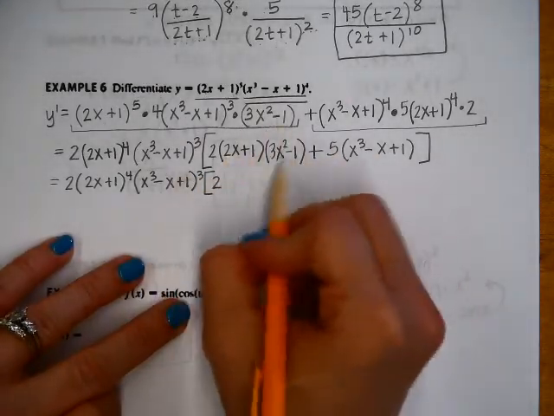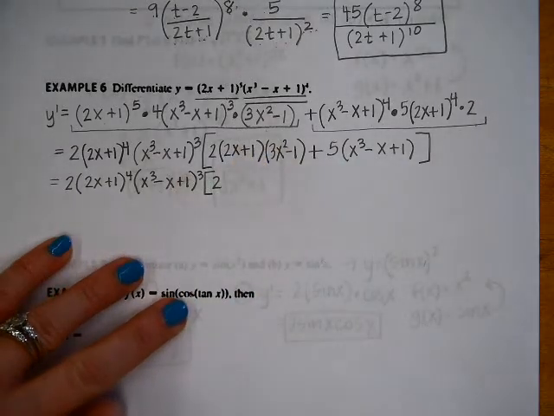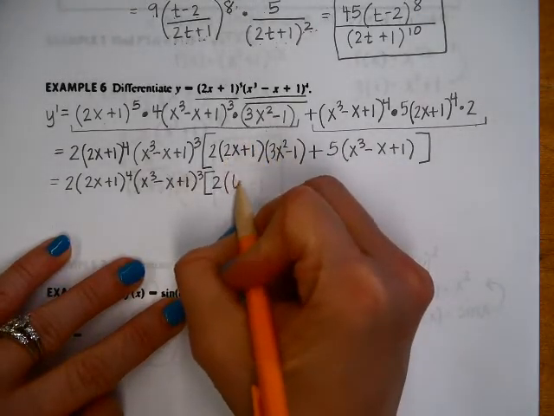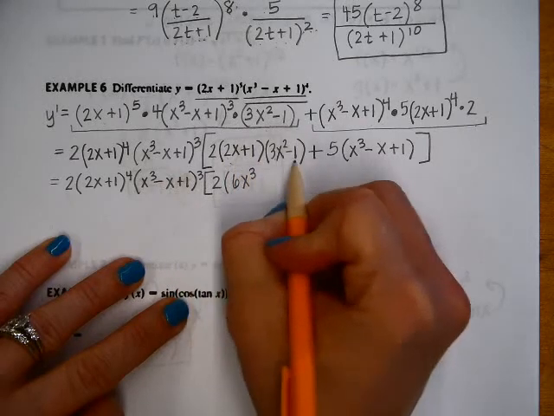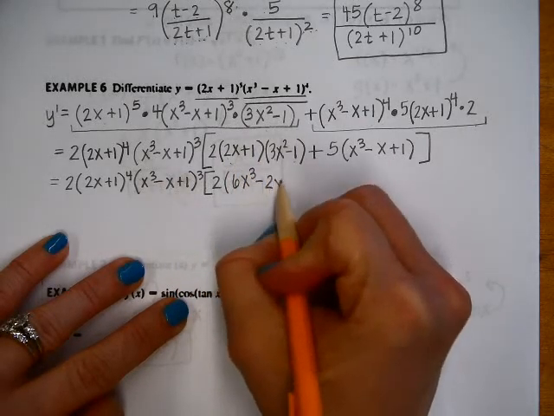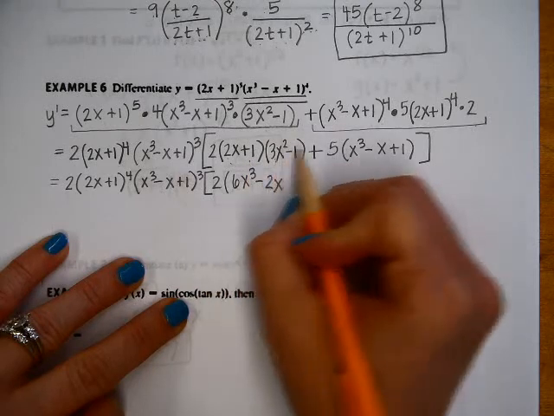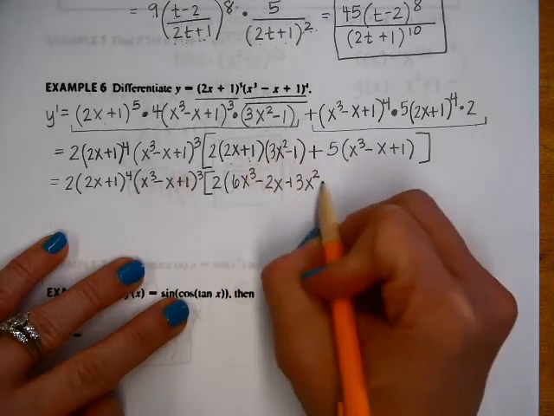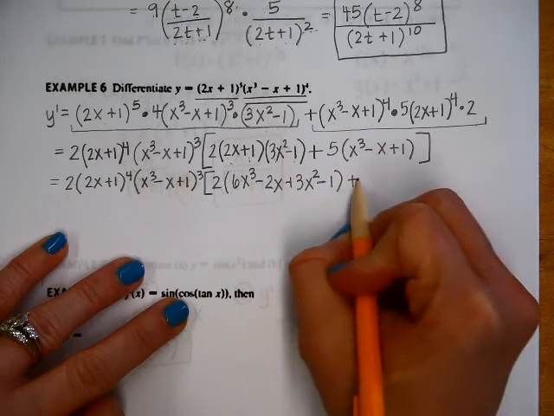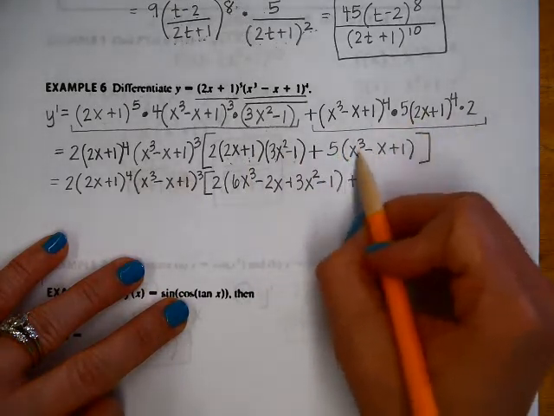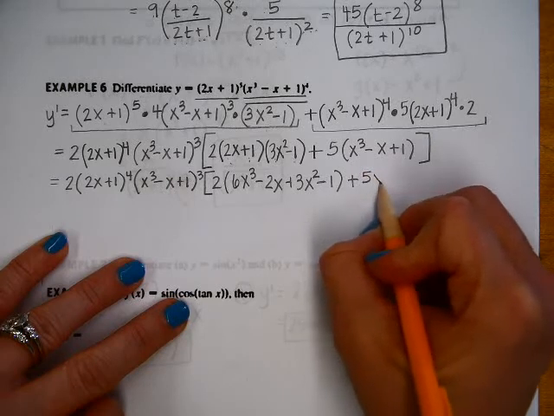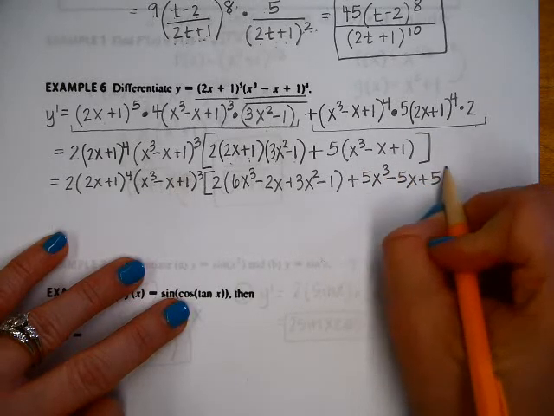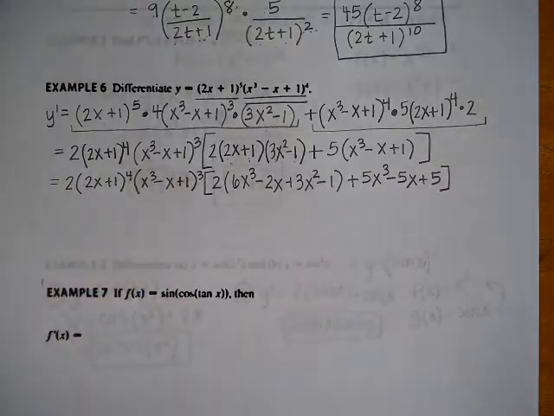So we're going to fold this out, and then we'll go back and multiply that by 2. So this is going to be what? 6x cubed minus 2x, 1 times 3x squared is going to be plus 3x squared, and 1 times negative 1 is going to be minus 1. Then we're going to distribute this 5, and so we're going to get 5x cubed minus 5x plus 5.